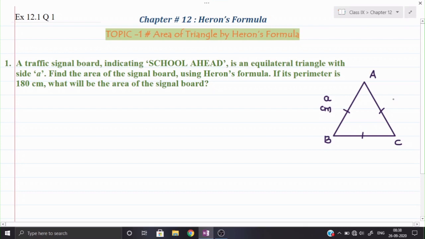So all sides I can suppose to be a centimeter, a centimeter and a centimeter. Okay, that we have been given. Now I need to find out the area of this triangle by using Heron's formula. Now see students, here only you can make a mistake. You know that the area of an equilateral triangle is equal to root 3 upon 4 into a square.